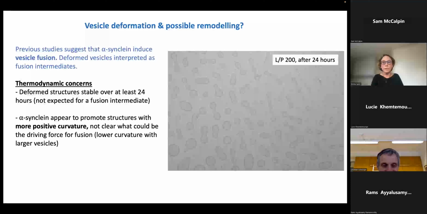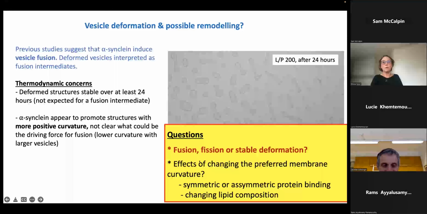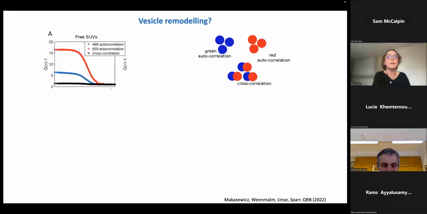So with this as a background, we decided to look a little bit more into this. With the first question: is what we see here fusion, fission, or stable deformation? Fusion, fission, intermediate to stable deformation. And again, we did fluorescence cross correlation.